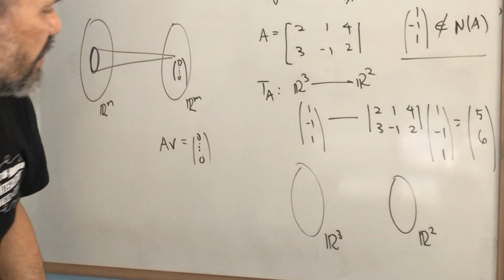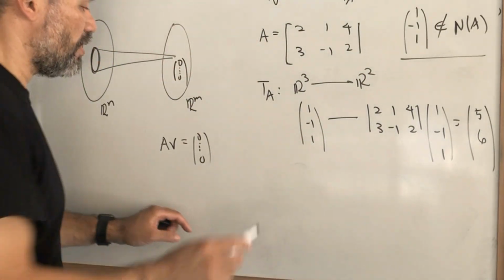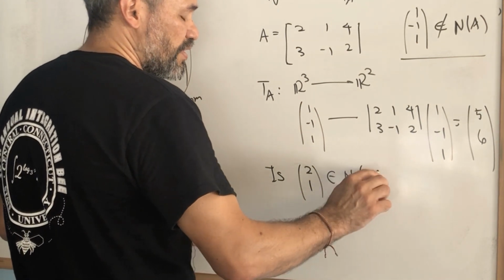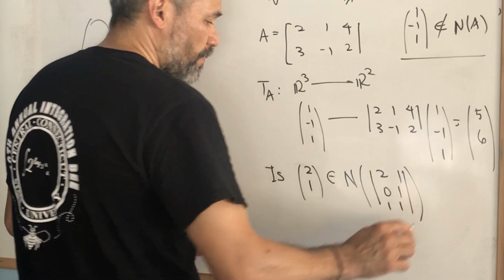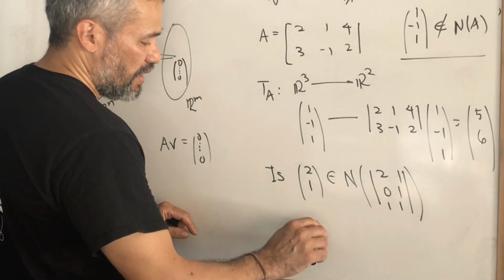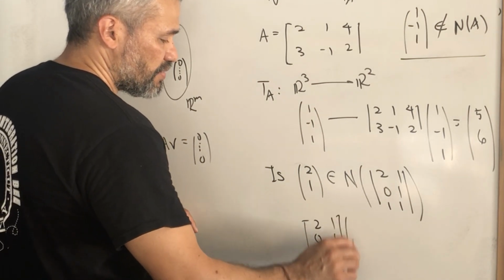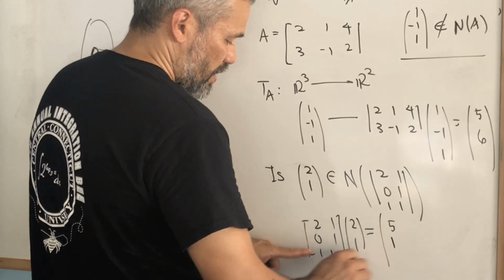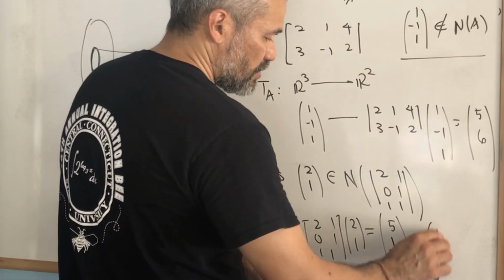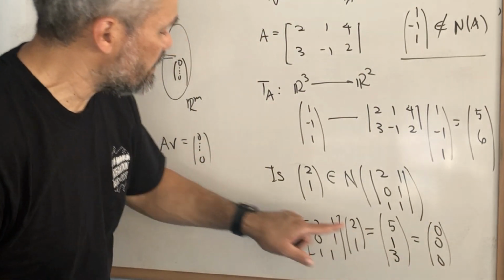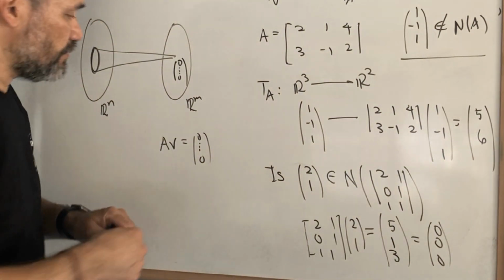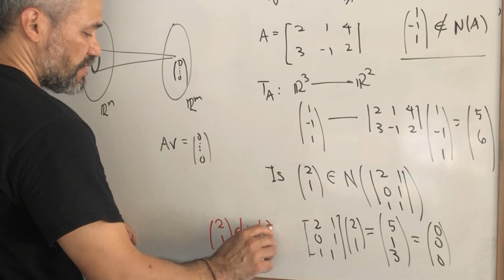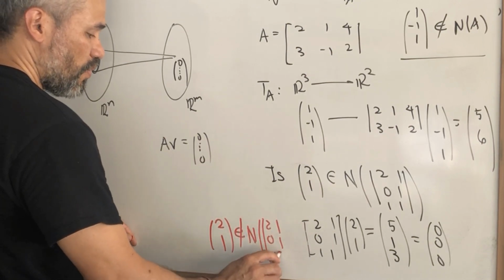Let's practice more of this type of questions. For example, is the vector 2, 1 a vector in the null space of the matrix 2, 1, 0, 1, 1, 1? Essentially what we need to do is to check if the matrix 2, 1, 0, 1, 1, 1 times the vector 2, 1, which is the vector 5, 1, 3, is equal to the vector 0, 0, 0. In this case, this is not the case. Then the conclusion is that 2, 1 is not in the null space of the matrix 2, 1, 0, 1, 1, 1.